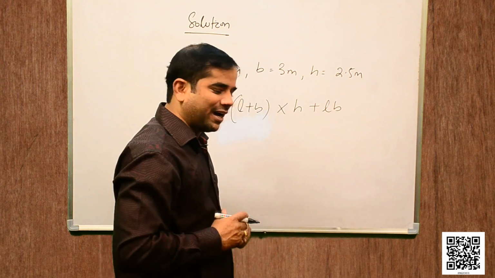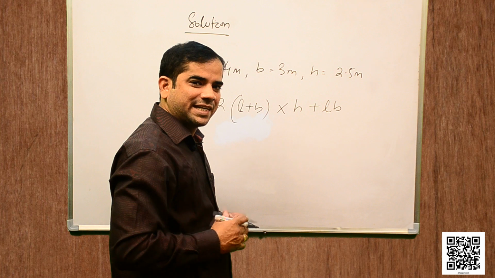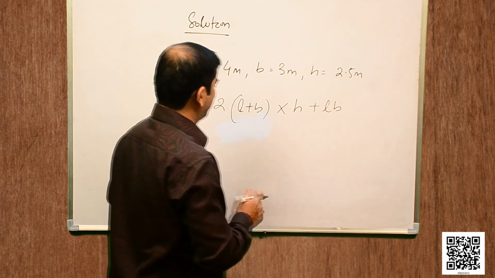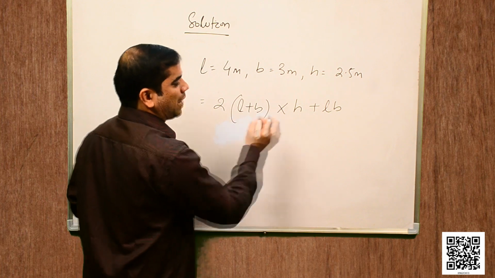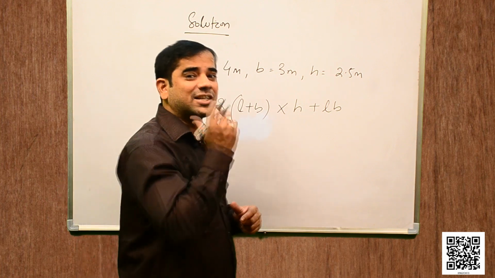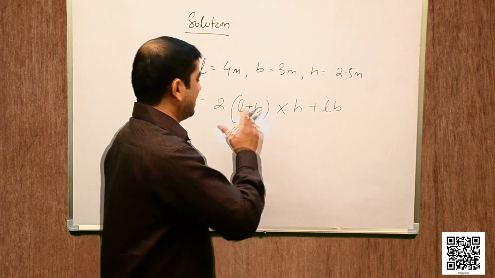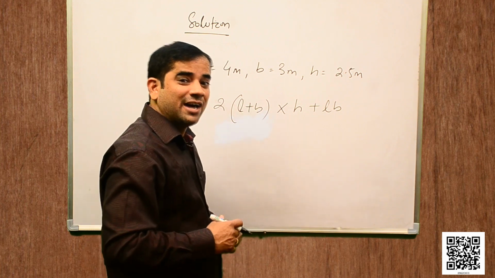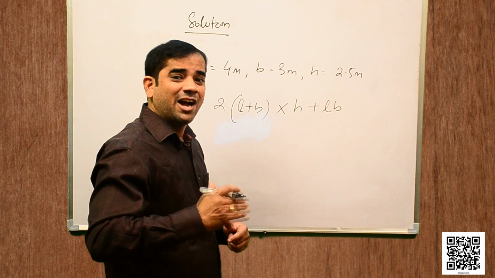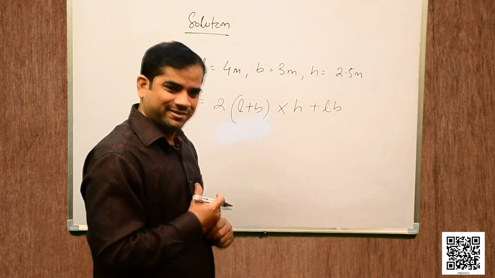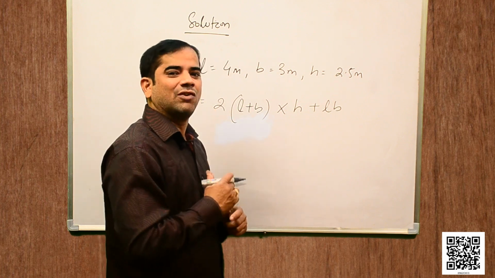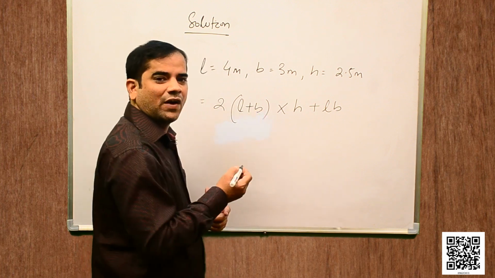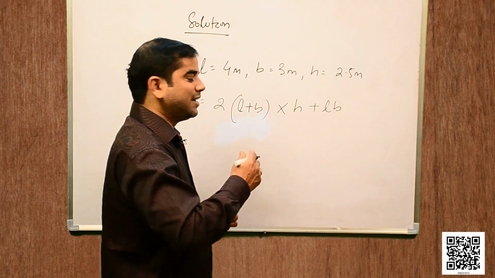We know the area of rectangle is length into breadth. Fine. So length into breadth, and 2(L plus B) into height is the lateral surface area. So the lateral surface area plus area of the rectangle, that is the top of the shelter, which is a rectangular shape. So let us now substitute the values to find out the required area.